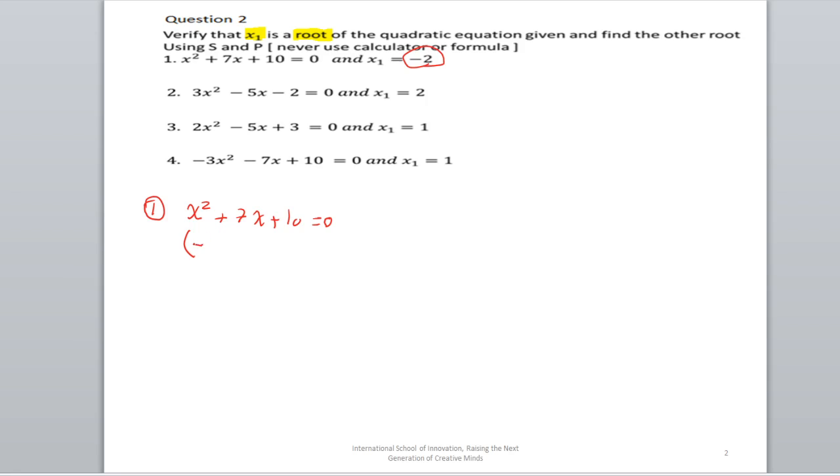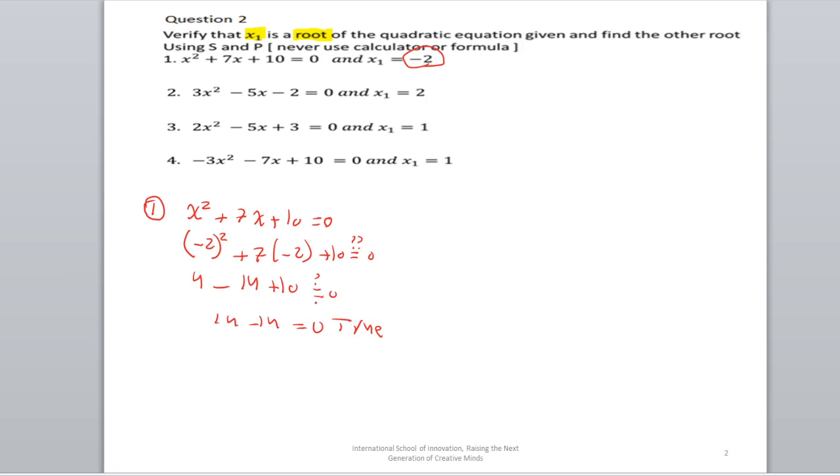So when you substitute negative 2, it will be negative 2 square plus 7 into negative 2 plus 10 equal to 0, question mark. Why? Because you want to know if they are equal to 0 or not. You are asking are they equal to 0. Well, 2 square is 4, minus 14 plus 10, so it gives 14 minus 14. Is it equal to 0? Equal to 0, true. Okay, true means it turned out that it is a root.